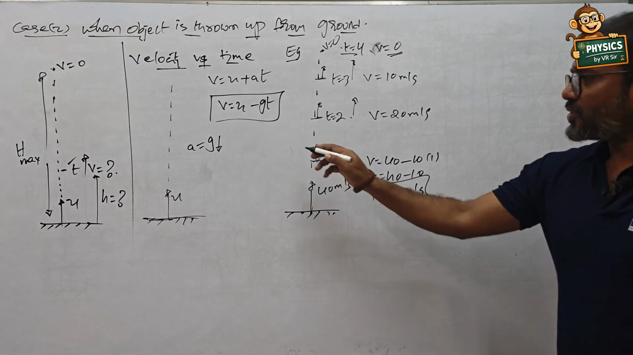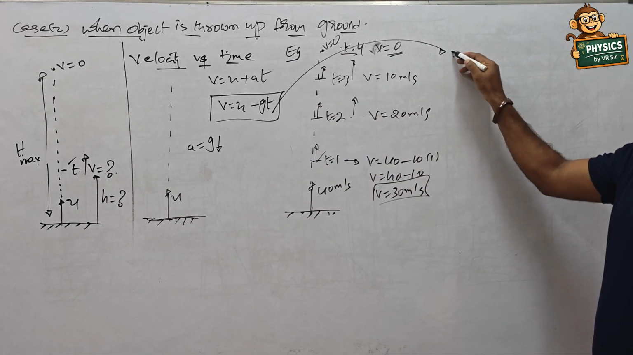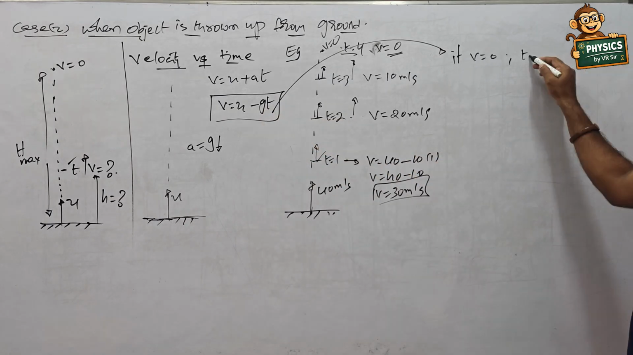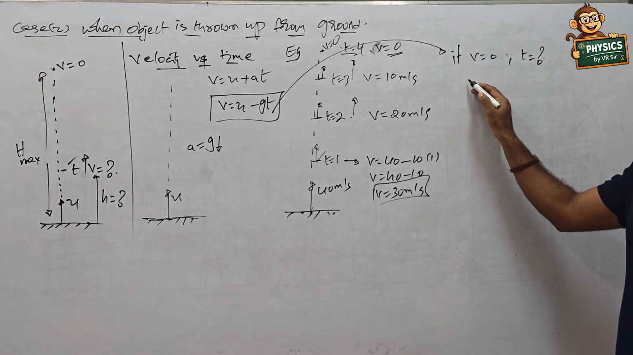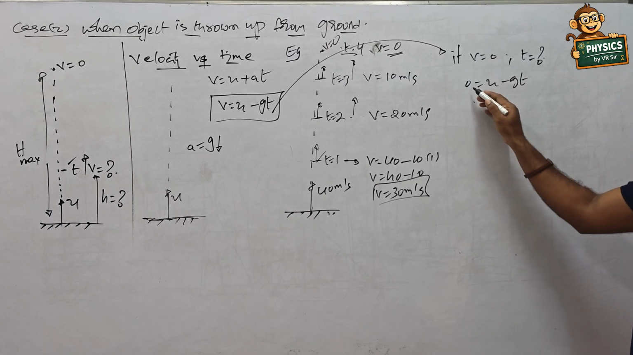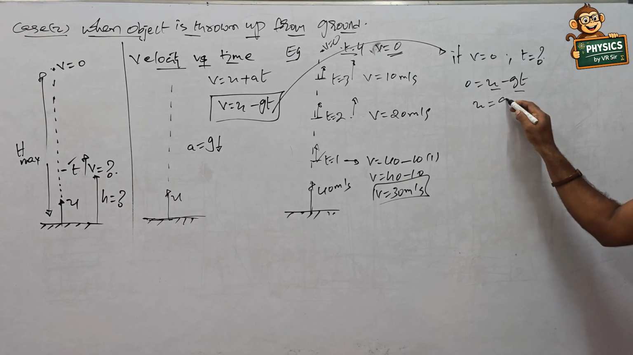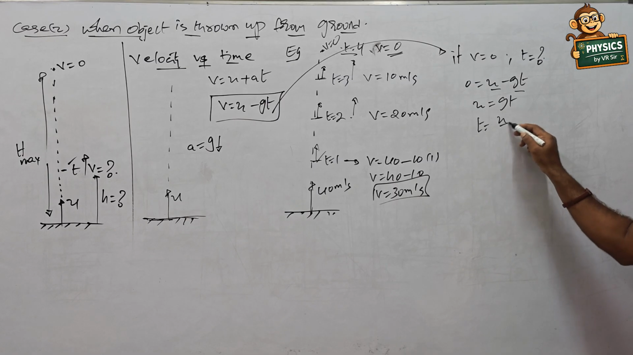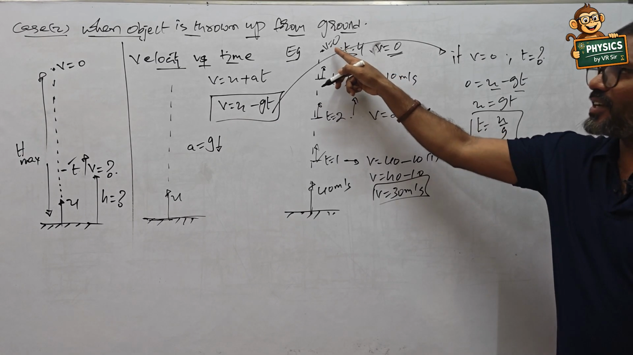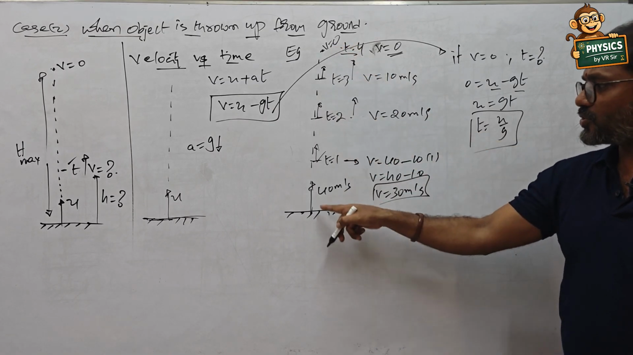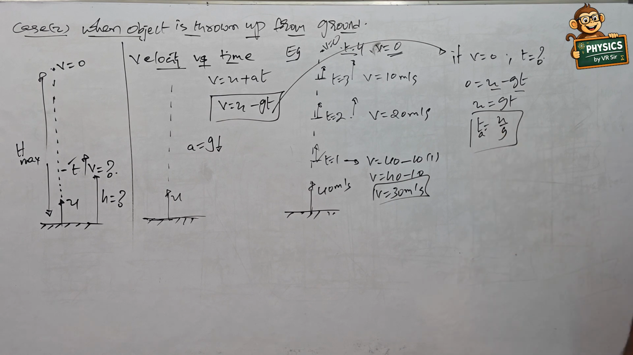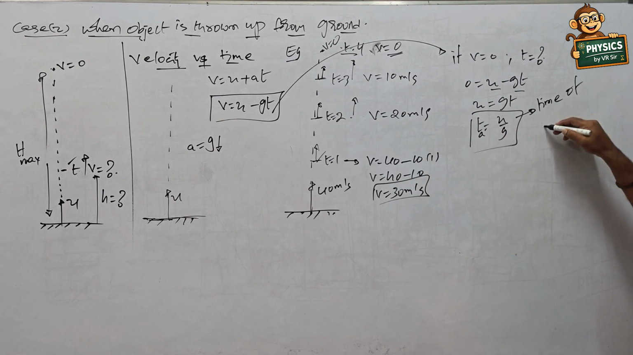One more thing we should observe here. From this, if v is equivalent to 0 in this formula, what should be the expression for time? This is nothing but 0 is equivalent to u minus gt, and this is 0 when both are equal. So u is equivalent to gt and t is equivalent to u by g. This is the time at which velocity is equivalent to 0, when the object is thrown up with some velocity u from the ground. And this time we call the time of ascent.